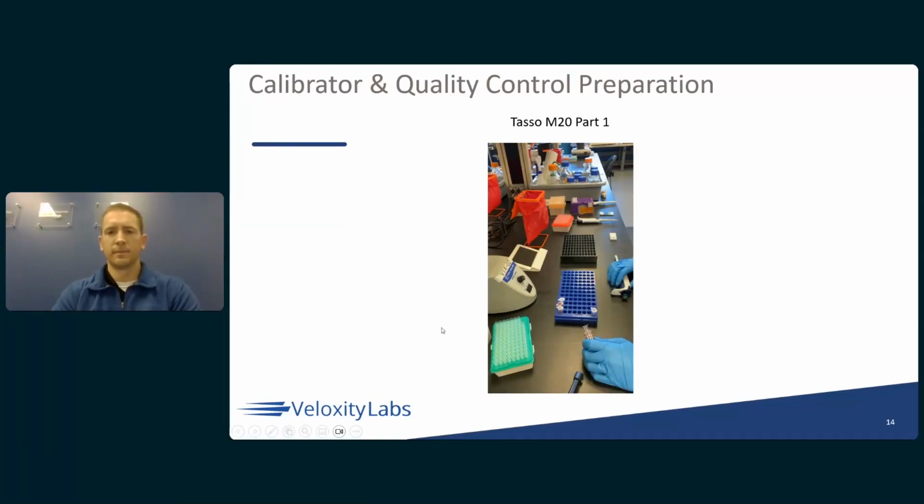For the Tasso M20, it's a little bit more complex than the Mitra, but follows a similar workflow. So let's assume I've already fortified my whole blood with my analyte of interest. We're going to then load using a volumetric pipette. We found that 100 microliters is an ideal volume. And we're going to spike the orifice. There's two holes in this orifice. We're going to spike on the side opposite of the film.